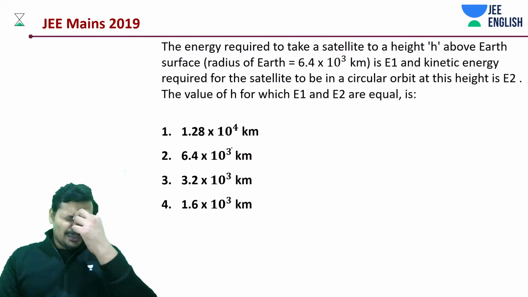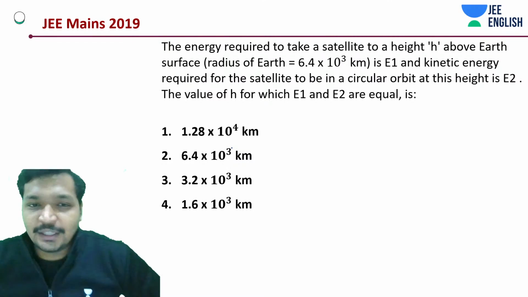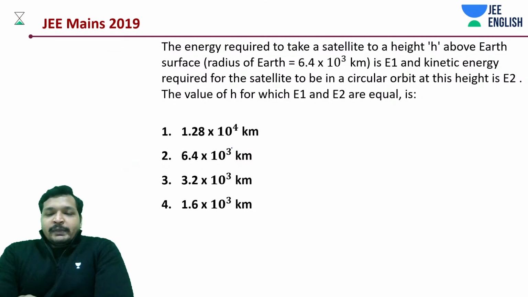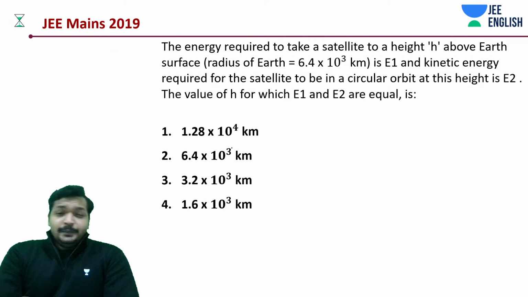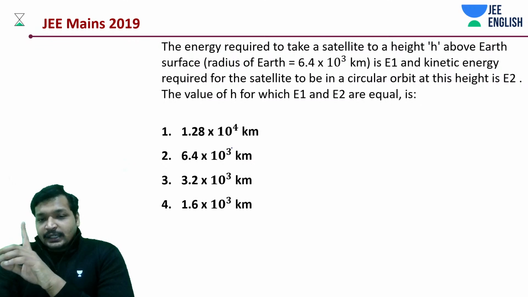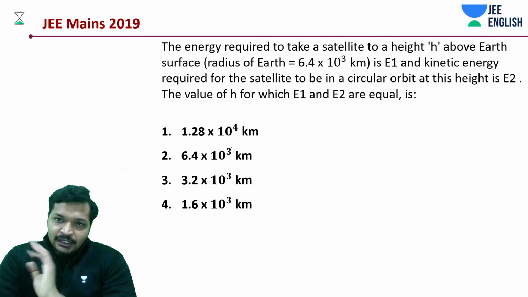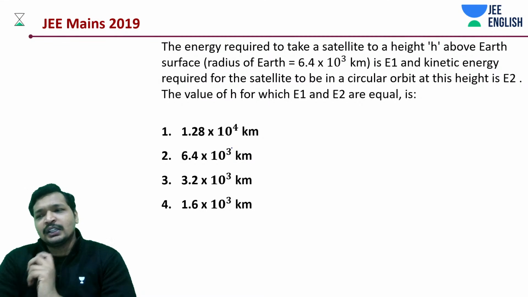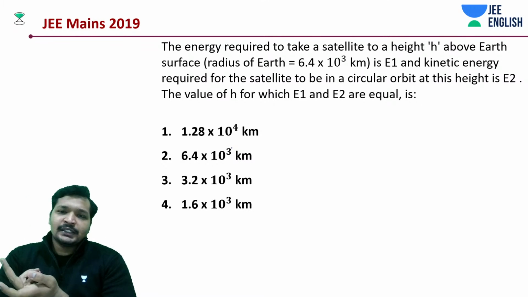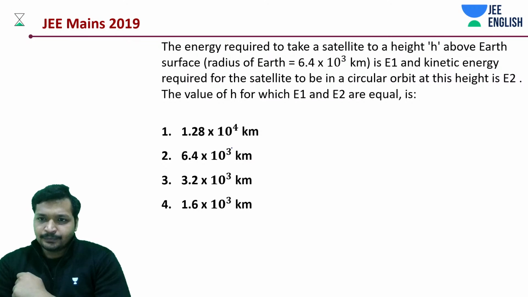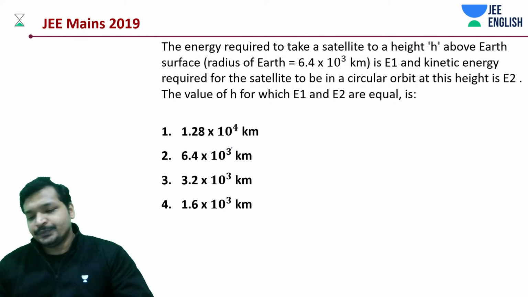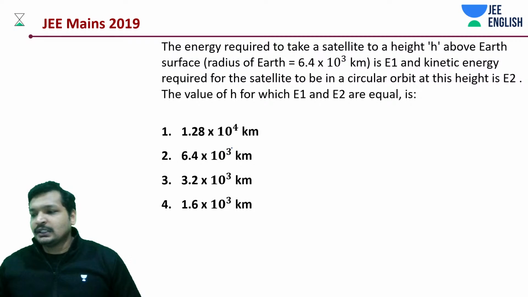And what should be the value? Very nice question actually. If it's moving in a circular orbit, there is certain energy associated with it. Let's say I have to only make it reach up to a certain height h from the surface of Earth. There is some energy that we need to give so that it reaches that height. We need to basically find out what would be the h for which this would be true. A very simple question as such.